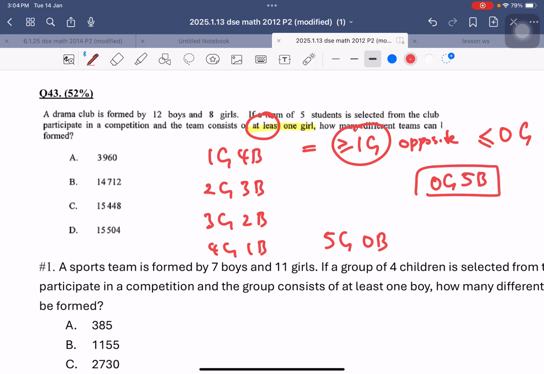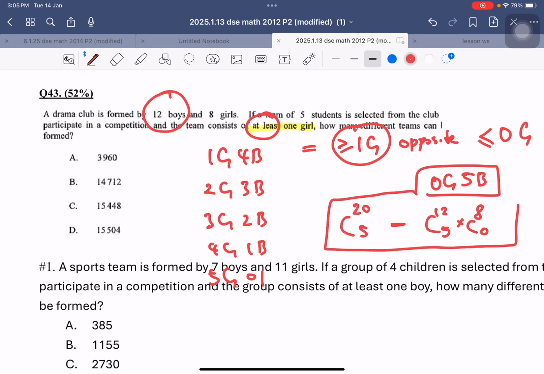Then how many combinations are there for 0 girls, 5 boys? 20C5? No, 12C5, we only have 12 boys. So 12C5 times 8C0. But this is the opposite case, so we need to consider the total case as well. What is the total case? 20C5. Then we're using the minus. So the answer should be 20C5 minus 12C5 times 8C0.